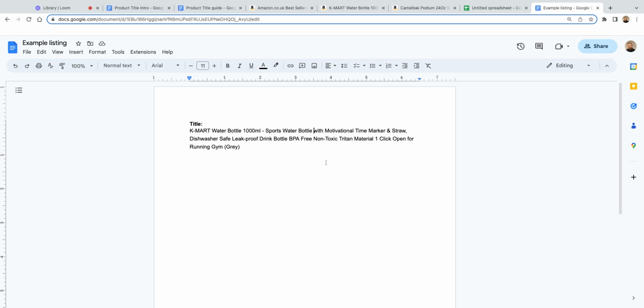Sports water bottle. So there's another one. However, if you look closely, there's actually a longer tail search term. So this is absolutely fantastic here. It says sports water bottle with more motivational time marker and straw. Look how much information they're including there. It's well written, it's clear exactly what it is, but there will not be many products that are including this sort of longer tail search in their title.